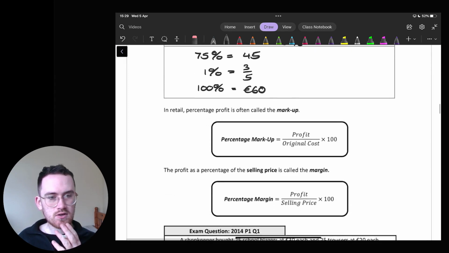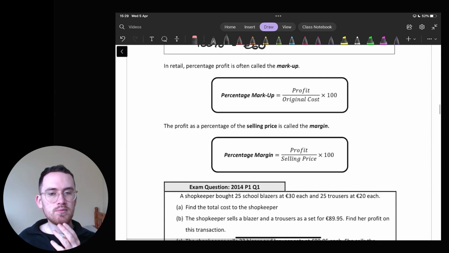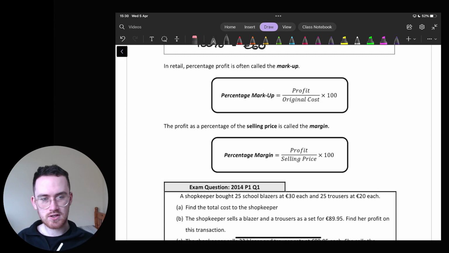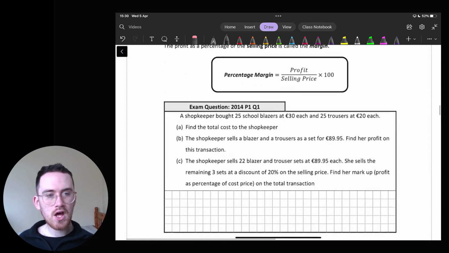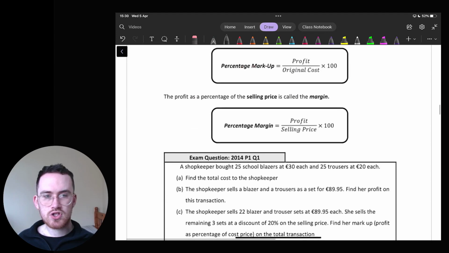Other parts we need to know. Percentage markup is profit over the original cost. So that's the one we've been looking at. The percentage of the selling price is called the margin. So if we see margin, that's on selling price, and that's profit over your selling price. So instead of the original, over the selling price instead. So it's just being familiar with those terms.